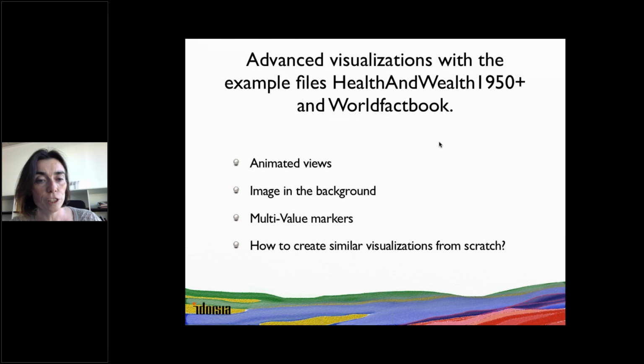You will see that they feature animated views, and one of them, the World Fact Book, also has an image in the background, and it also has a very special marker, which is called the multi-value marker, which shows many properties at the same time. So I'm going to show you how to create similar visualizations from scratch.